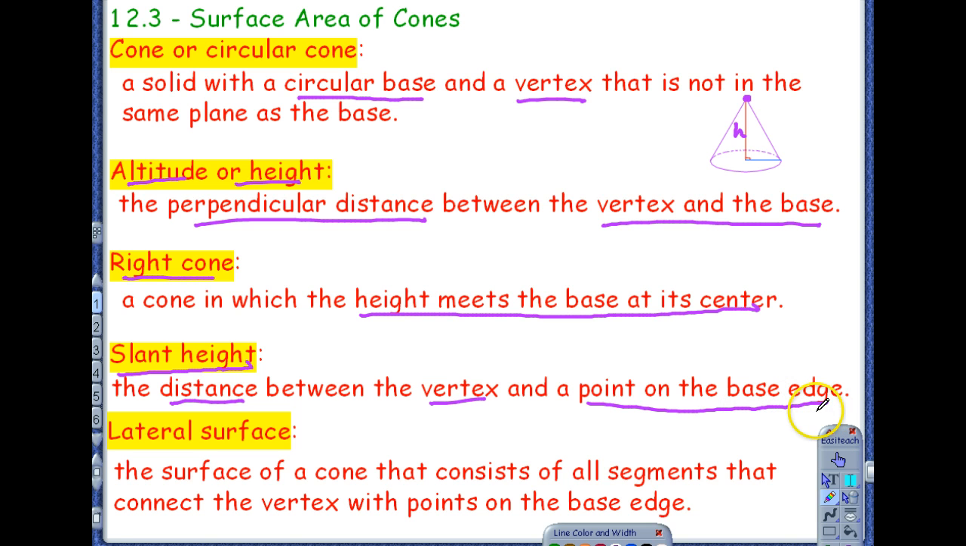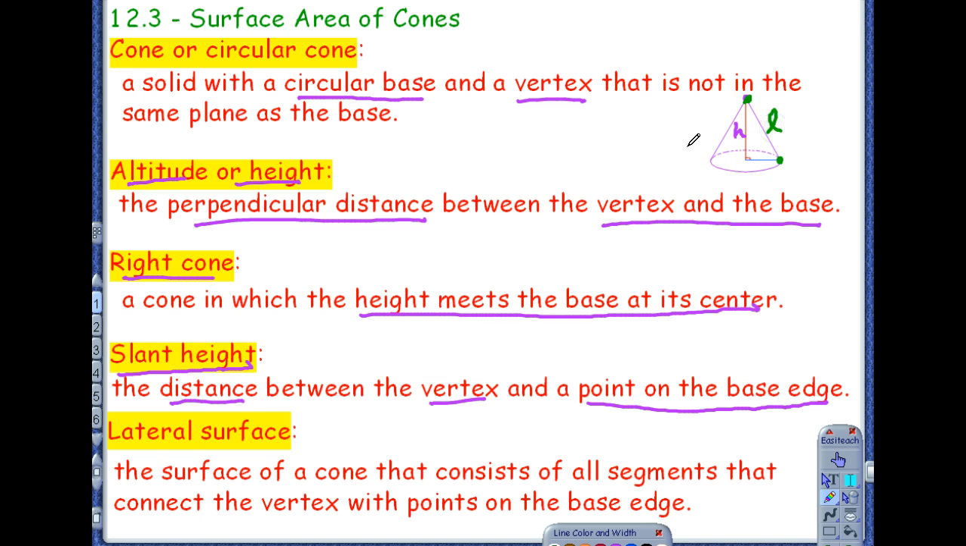Now, what do I mean by base edge? Well, usually when we talk about base edges of a polygon, we're talking about the sides of a polygon, which are segments. But here, I don't really have a single segment, so it's somewhere on the circumference of that circle. Basically, a point on that circle. So if I go from here to here and draw in a segment connecting those, that would be considered the slant height. A lot of times when you see the slant height, you'll see it go from here to like here, because this is three-dimensional on a two-dimensional surface. So this would be considered the slant height.